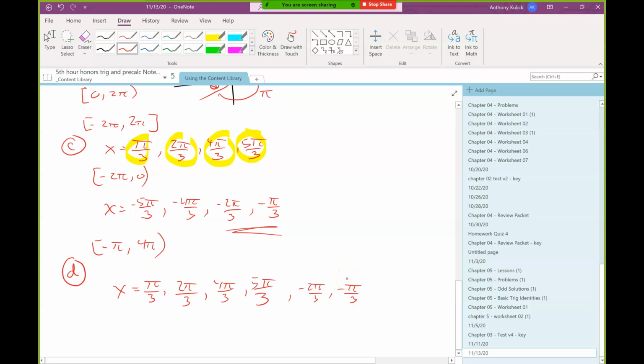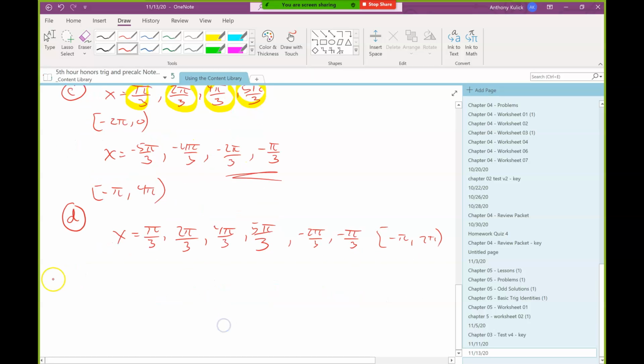As much as I can harvest from those other answers, the better. But I've taken care now of negative pi to 2 pi. All of that stuff has been taken care of. So the only part of our interval we still have to worry about is that 2 pi to 4 pi part.